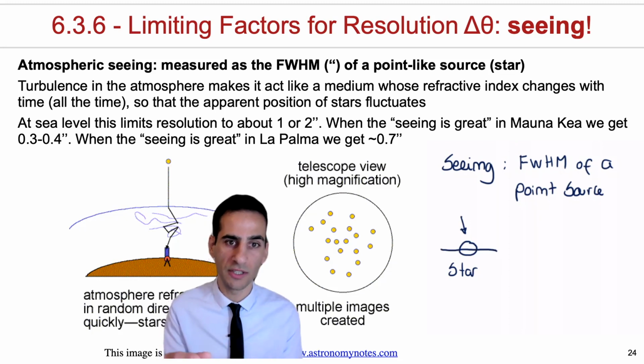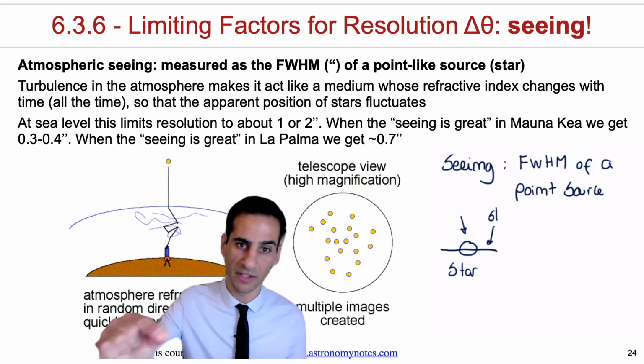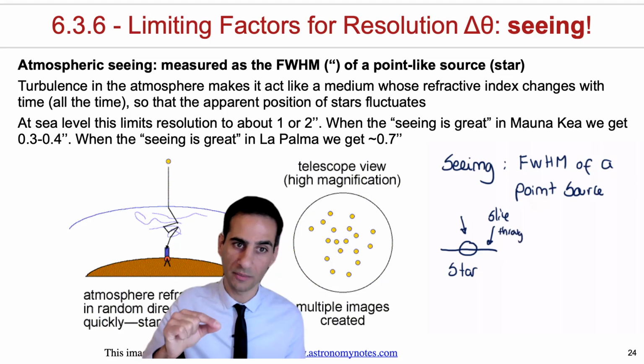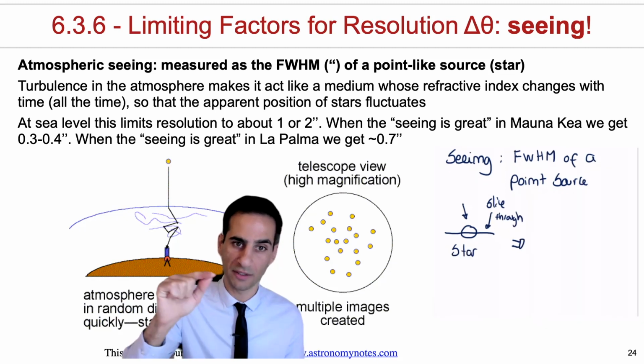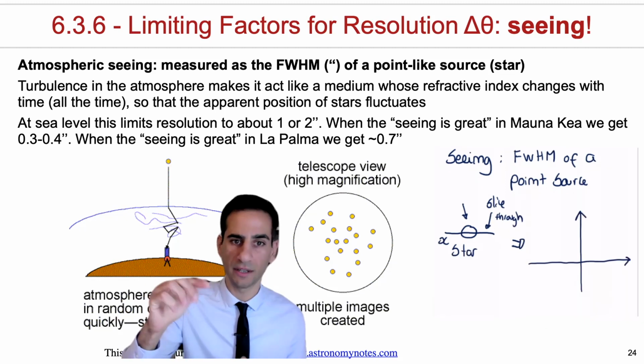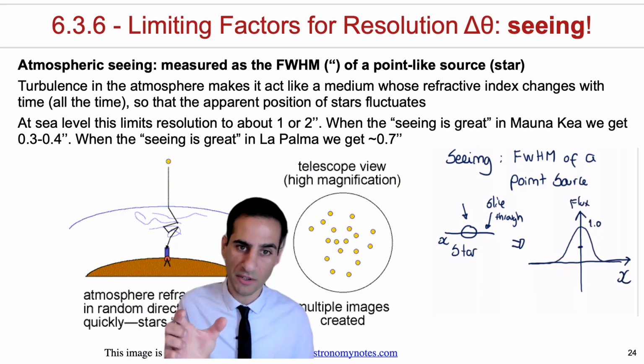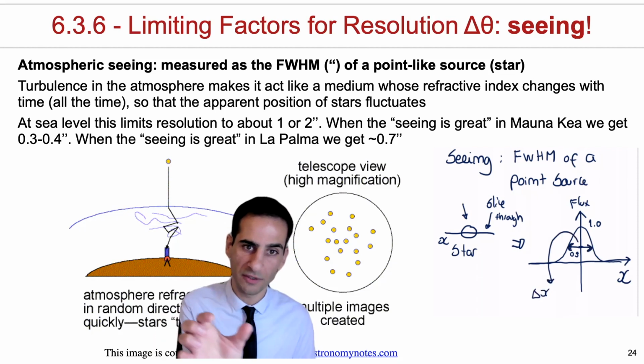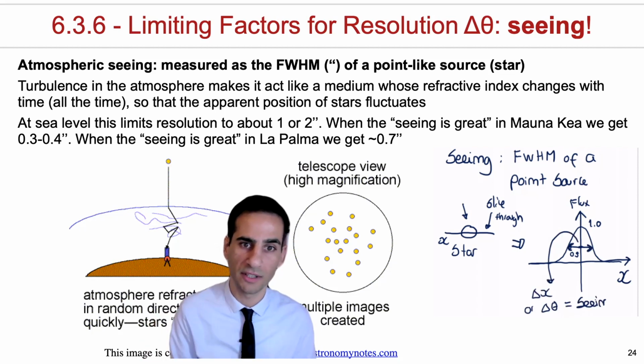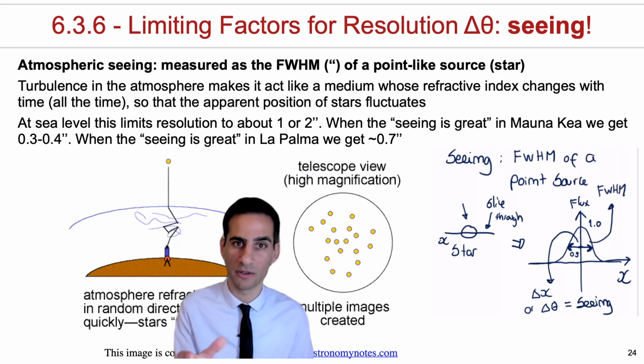And what you can do is, for example, slice away spatially in terms of angular position and measure the flux of the star. You will peak at some maximum, let's call it 1. And what we measure as seeing is essentially the angular separation between the 50% points of this flux at the peak. This is what we call seeing.